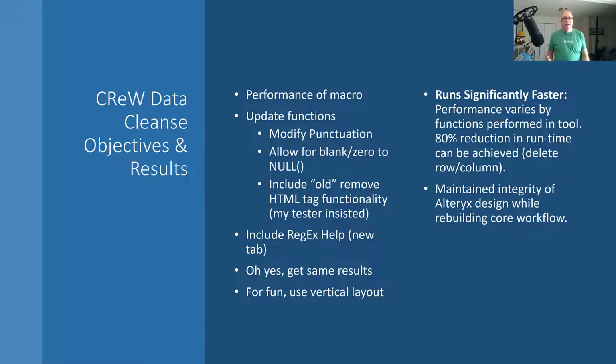What was my objective here? What did I want to achieve? Performance of the macro, updating the functions, including some form of regular expression help, and getting the same results. One other thing I wanted to do was change the layout from horizontal to vertical. That's not going to change the speed or performance of the macro itself. It was just a fun little thing to do. I have a lot of friends that are vertical, and I wanted to play on Team Vertical. So let's see what type of performance increases we achieve.